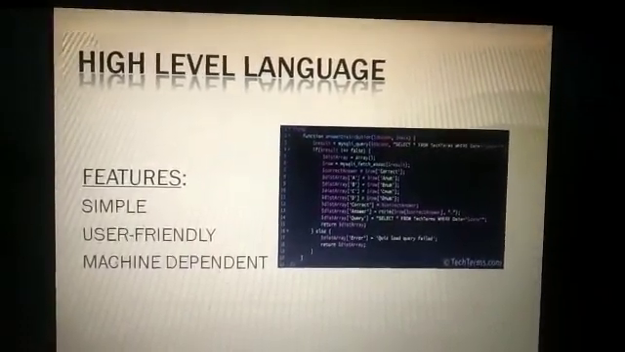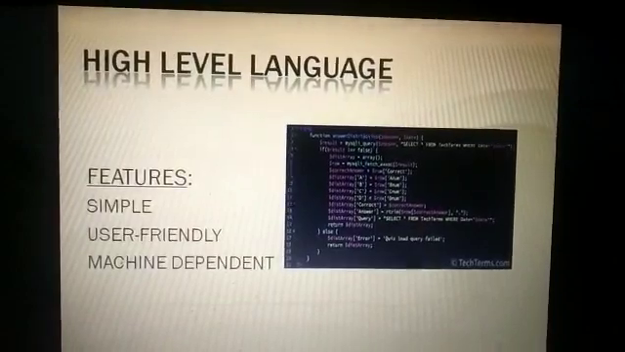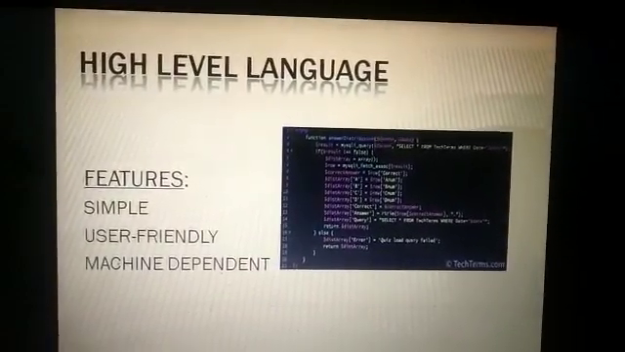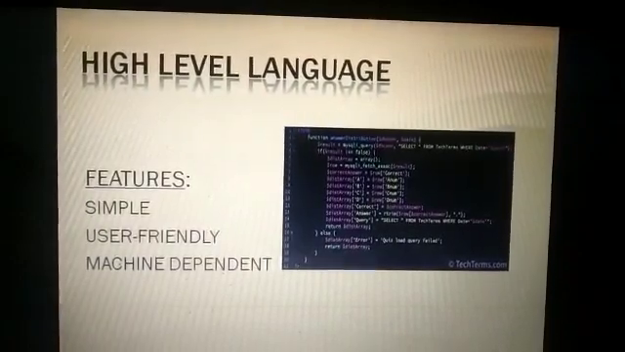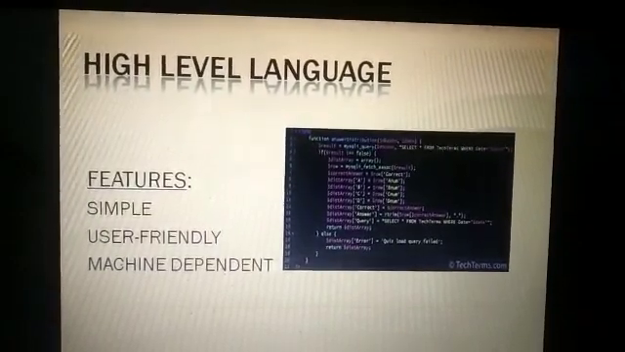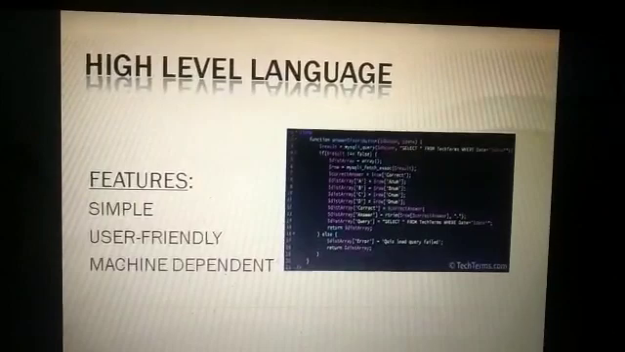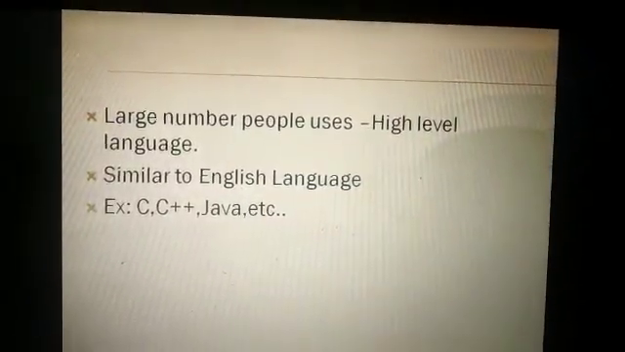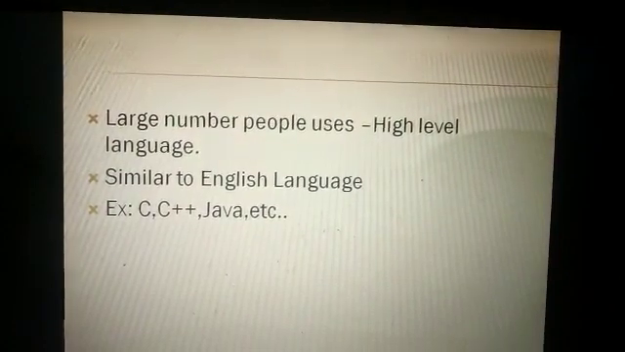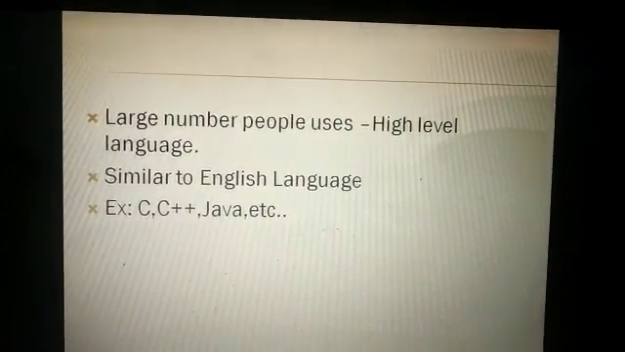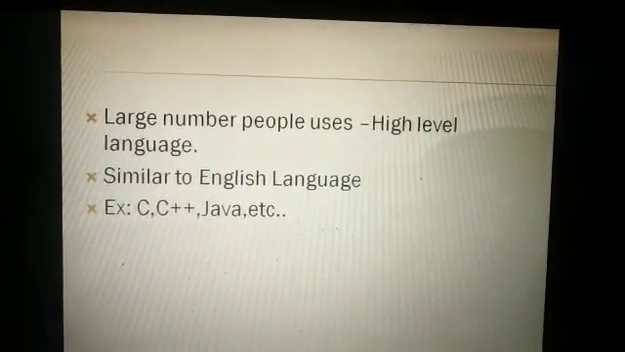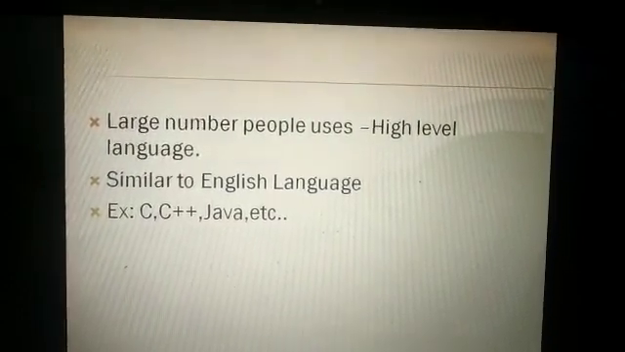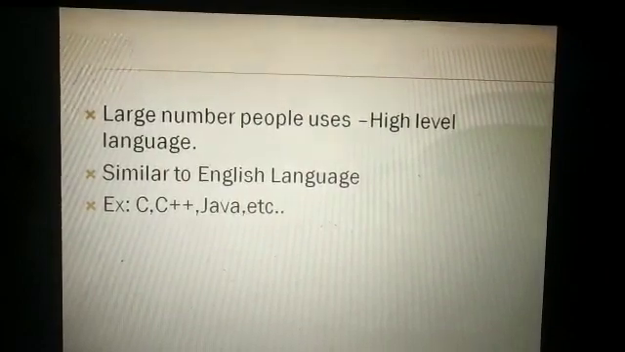The high level languages are otherwise known as the third generation. They include features like simple, user friendly and machine independent. It is simple and easy to understand. It is user friendly, which is comfortable to the user. Because of the above features, it is easy to learn and use the computer languages. A large number of people started writing computer programs using these languages. So it is also known as a high level language.